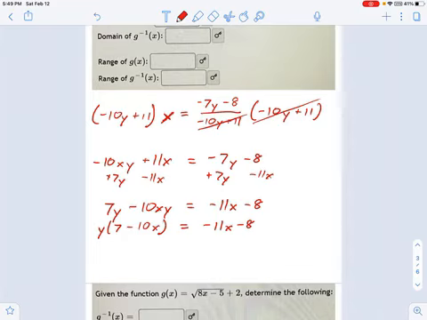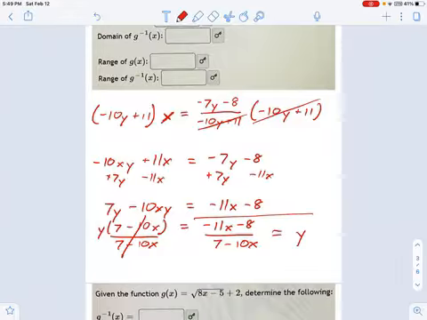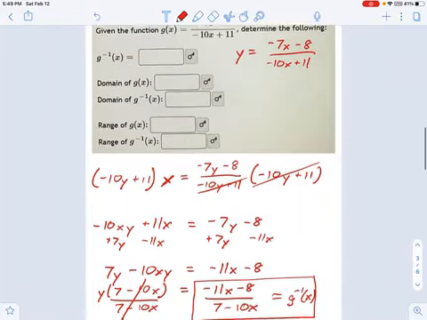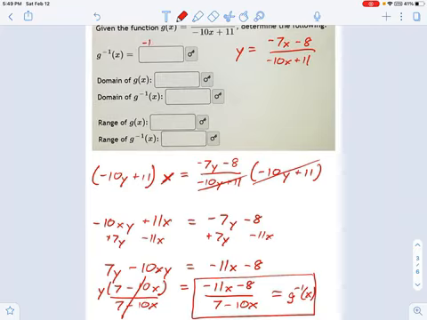Now I'm only one step away from being done. I just divide each side by whatever y is multiplied against. So I'm going to divide each side by 7 minus 10x. And this is basically our answer, because on the left side, those cancel out. So what I get is just y. y equals this thing. And remember what y is. This is the inverse of g. Remember we made that substitution at the beginning? Now you can take this thing and write it in our original answer box. This is going to be negative 11x minus 8 over 7 minus 10x.